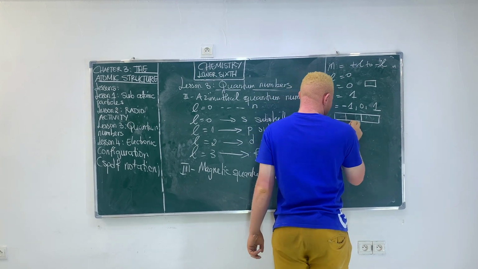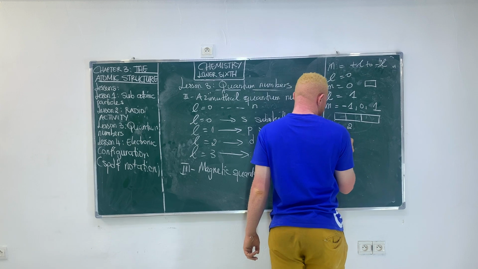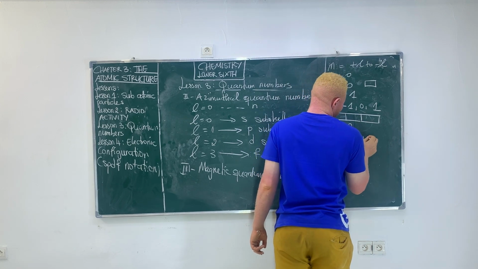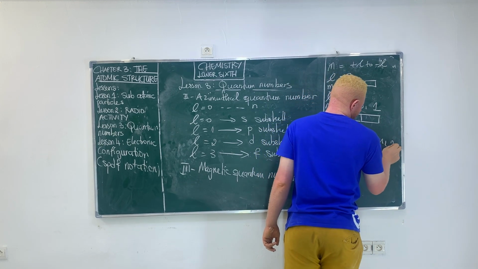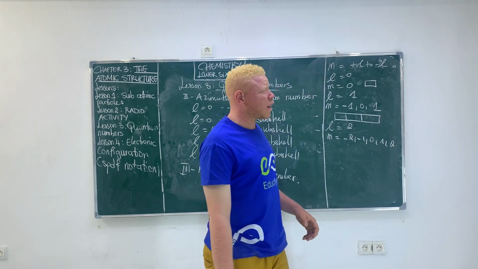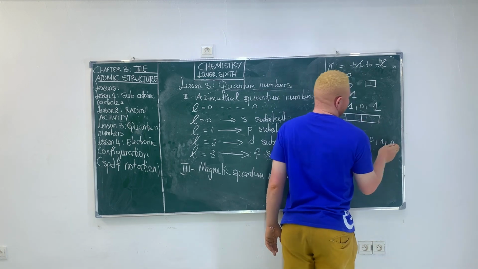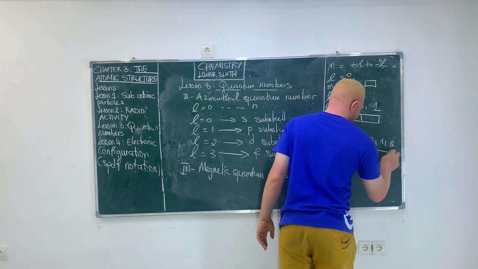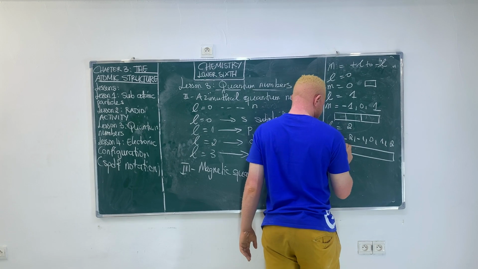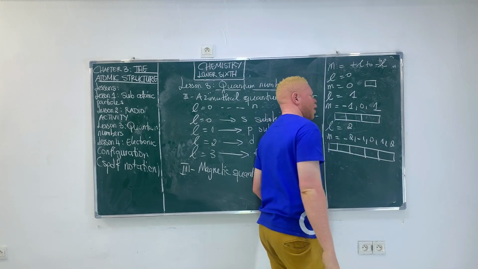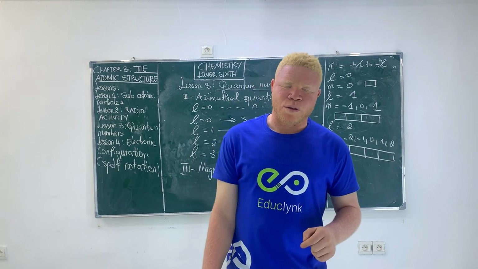For l equals 2, m will be -2, -1, 0, 1, 2. In this case, how many numbers are there? Let's count them: 1, 2, 3, 4, 5. There will be 5 quantum cases.